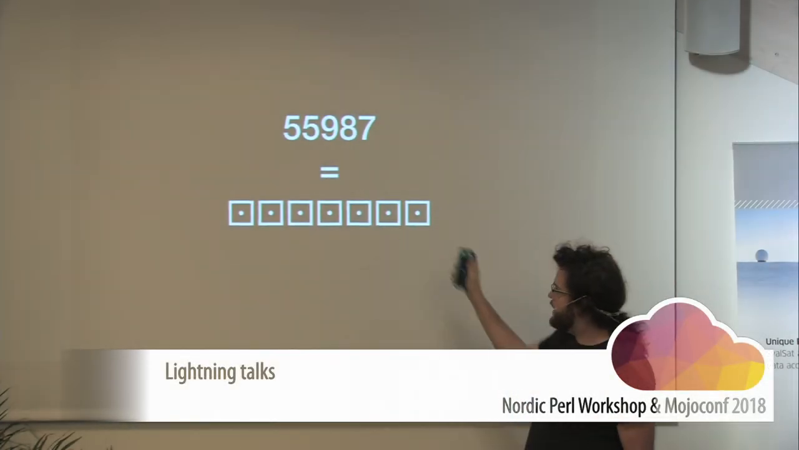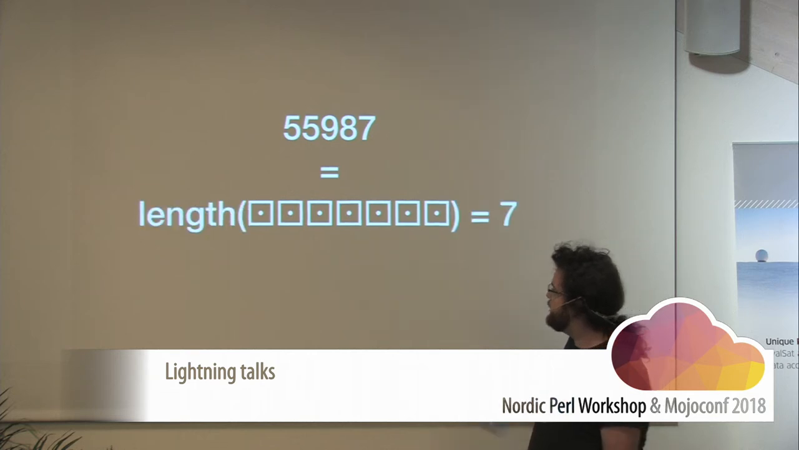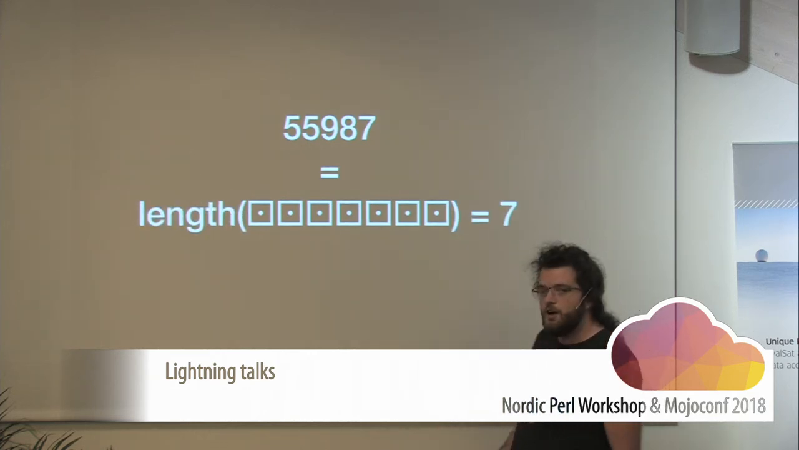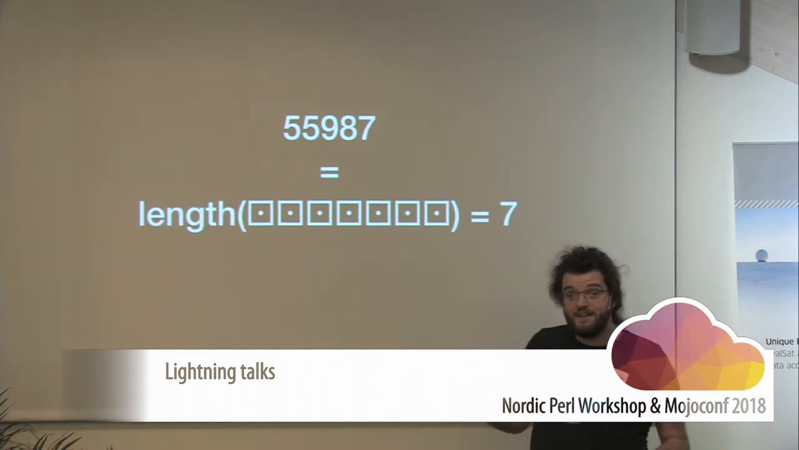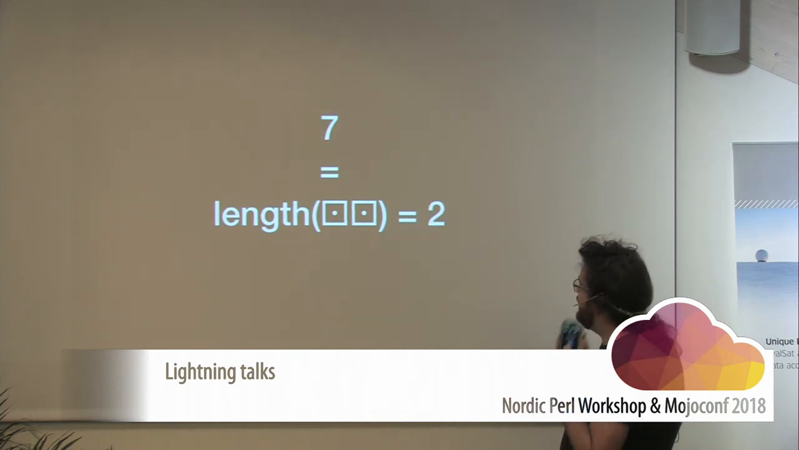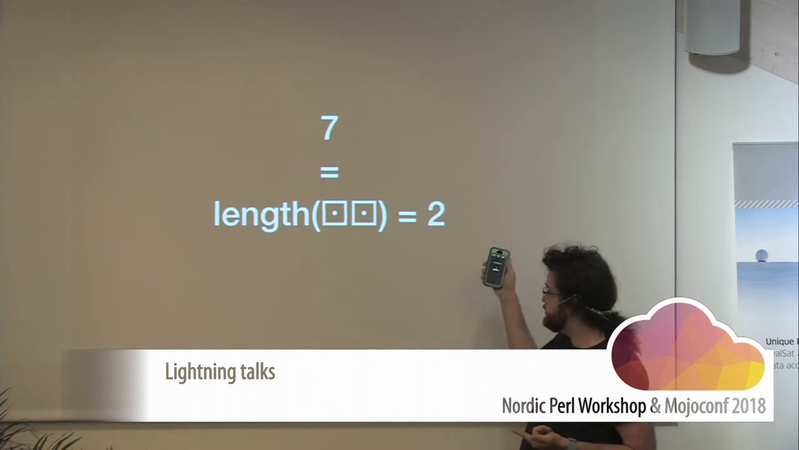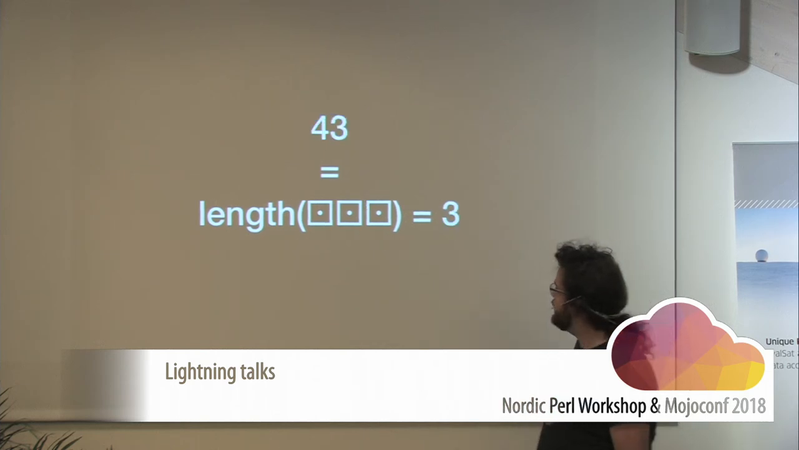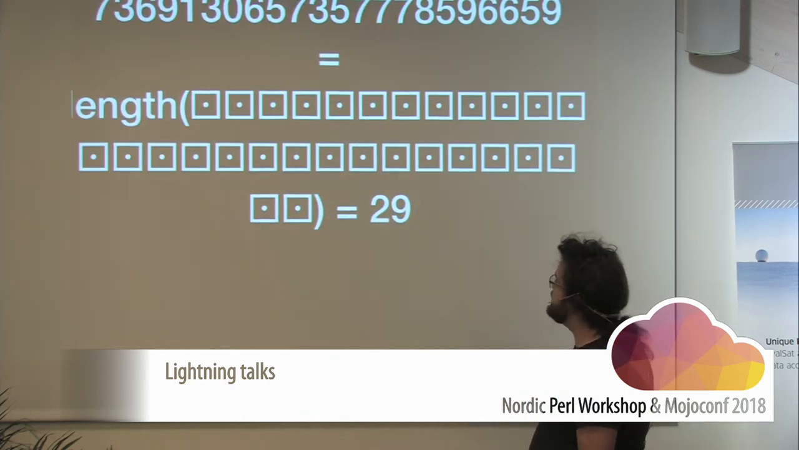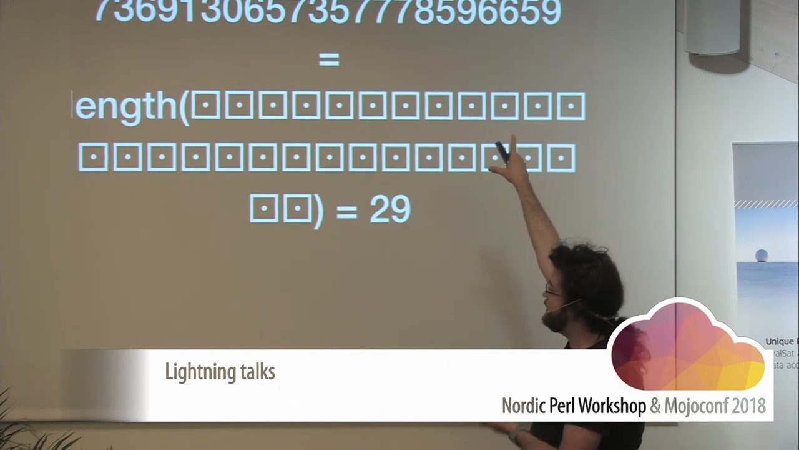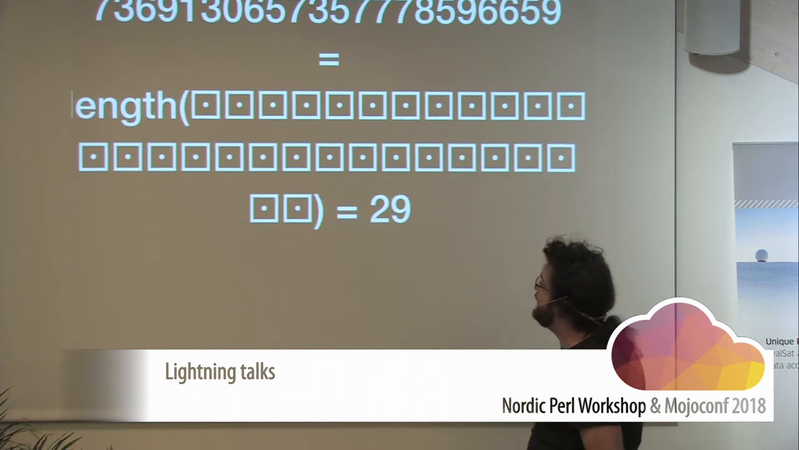The next biggest prime number that happens to be all ones is 55,987, and it's that many. There's something interesting there. The length of that is 7. Whoa, this is really interesting. Does this mean anything? Well, the length of 7 is 2, and 2 is also a prime. So maybe, what else? Well, 43, okay. So what's the next biggest one? The next biggest one is that number, which I'm not going to read, which has a length of 29.